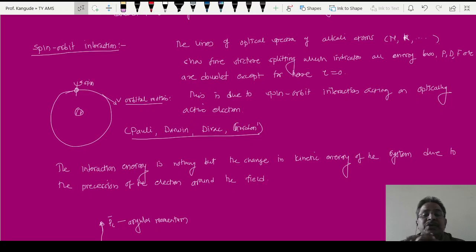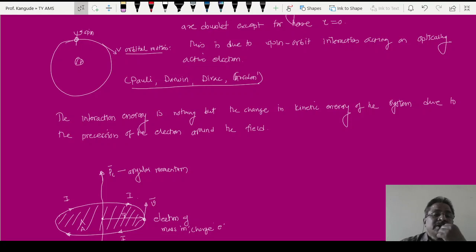This is due to spin orbit interaction acting on the optically active electron, or the last electron which is orbiting in any orbit of a particular atom. This optical electron decides the behavior of the spectrum of this type of element, and this interaction is called spin orbit interaction, as we have drawn in this diagram.